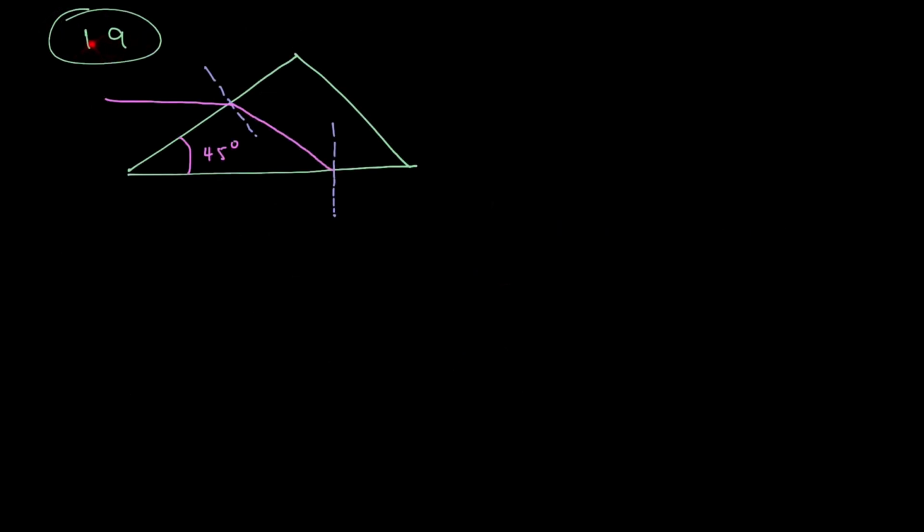Question 19 is asking us to find the path of the ray after it is incident on the surface of X and Y. So we know that this is the X, Y surface. Let's start by saying this angle is 45 degrees. That means this angle is also 45 degrees.